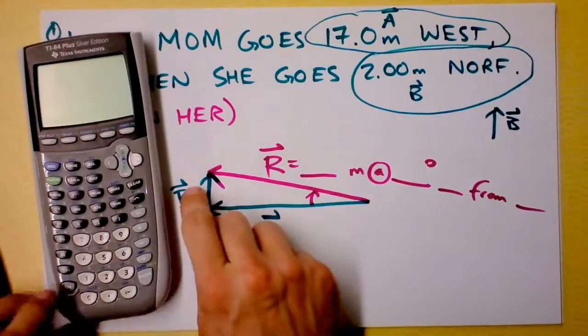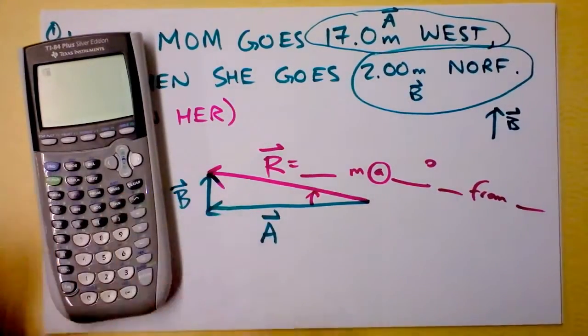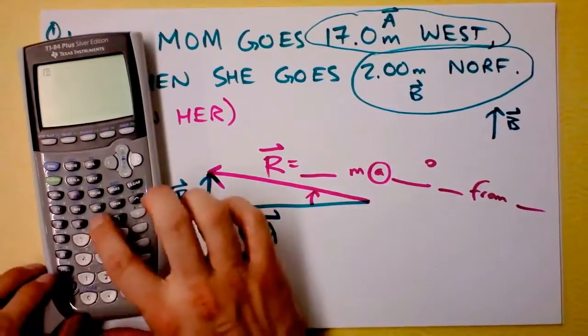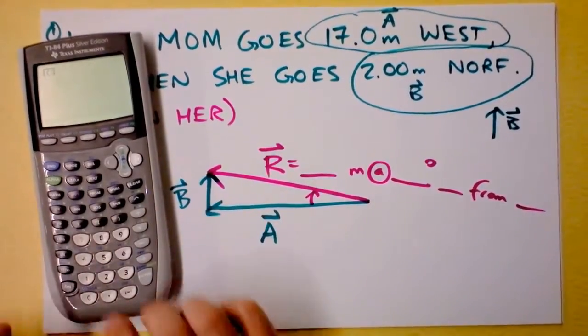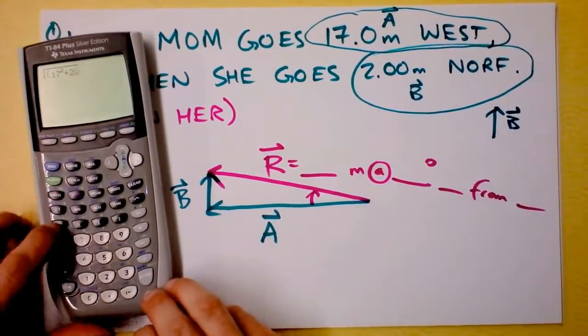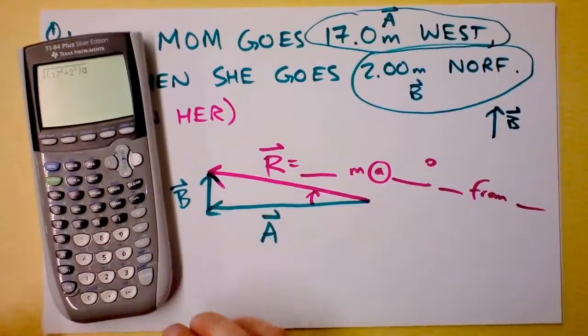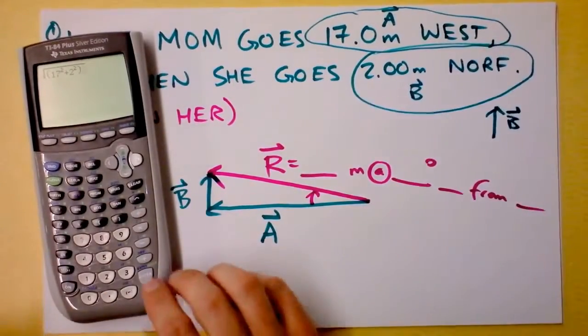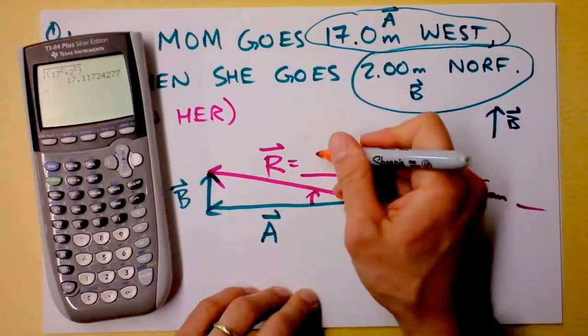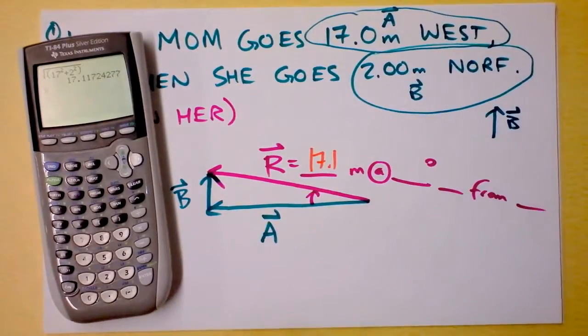I like to put it all in one line, so I'm going to open up a square root, and put some stuff inside it in parentheses. Open parentheses, 17 squared, plus 2 squared. If these were negative numbers, I would still put them in parentheses and square them, so I'd get positive numbers all the time. I find that I've got 17.1 meters is how far your mom was actually displaced.